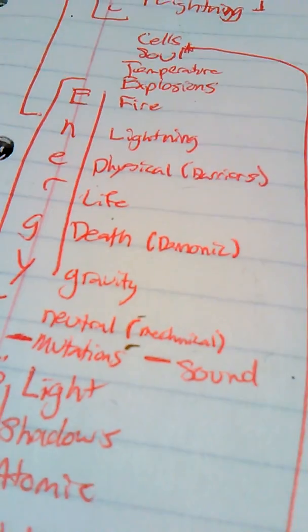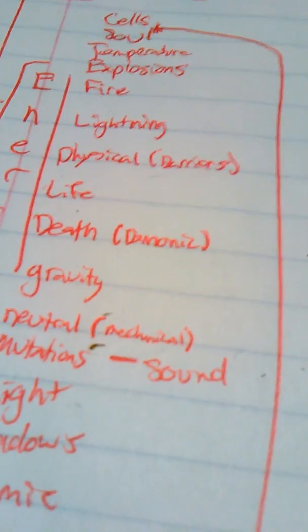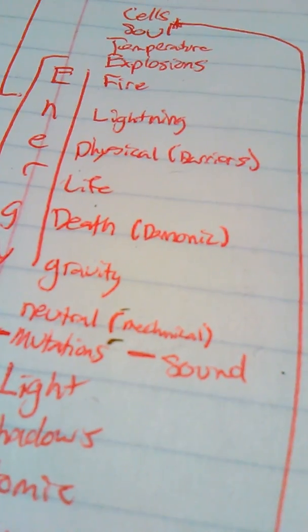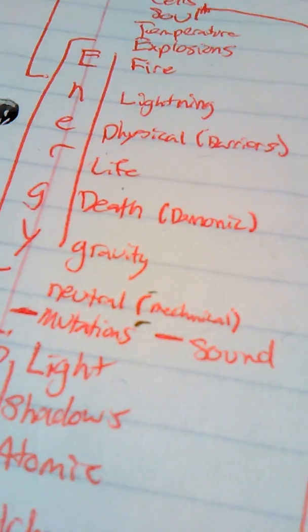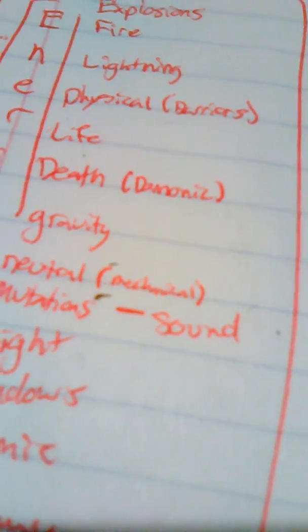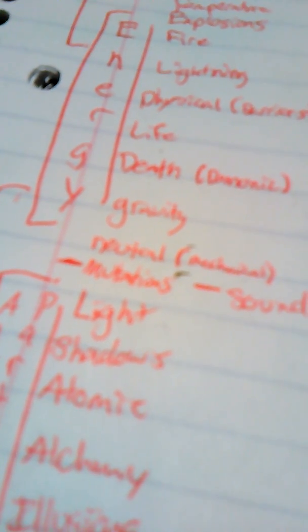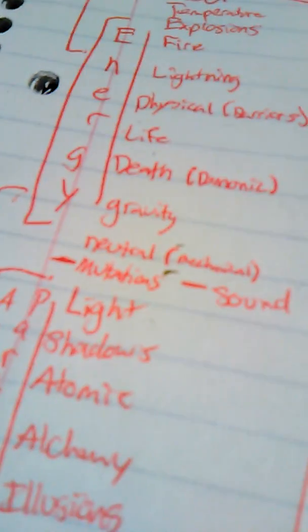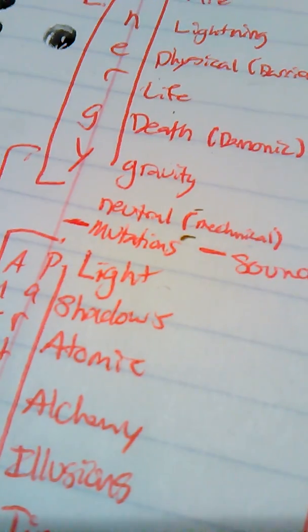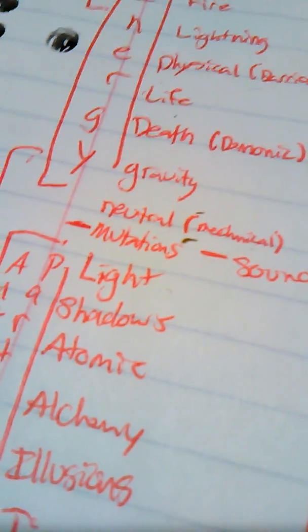You also got physical energy, or barriers, pretty much things that can be physically interacted with, like shields or weapons that are energy created. You got life energy, death energy, or in this case, demonic energy. You also have gravity that can be controlled by energy. I know gravity is also possibly particle alteration, but for this, I just kind of put it in the energy category. And you also have mechanical energy or neutral energy.